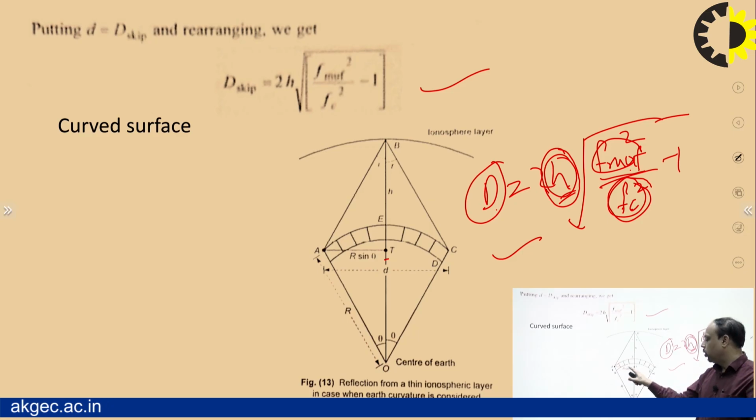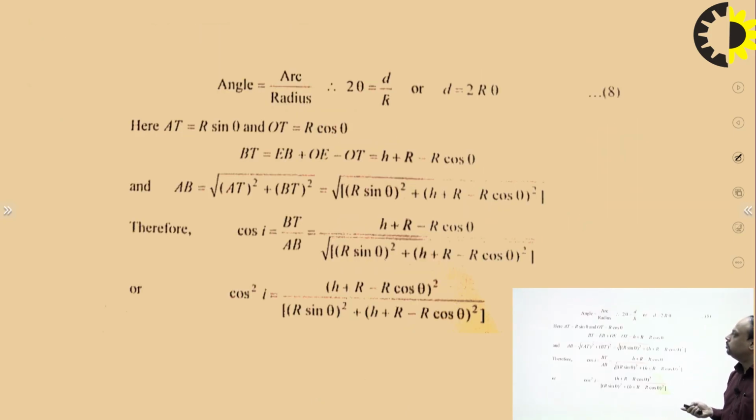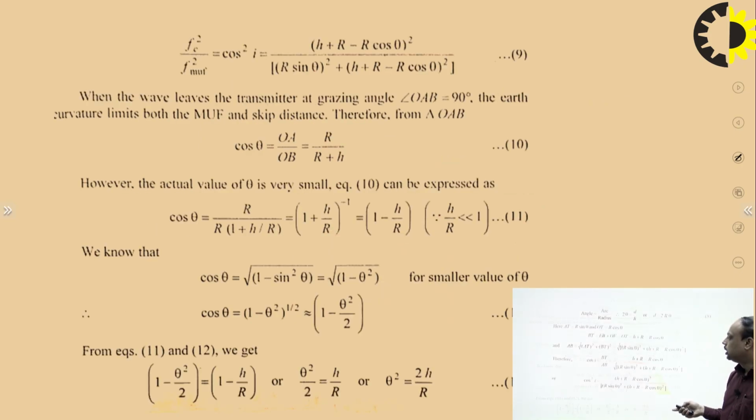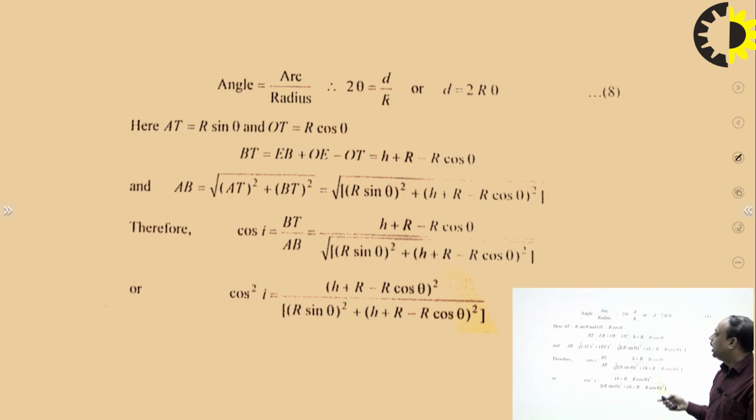So AT is equal to R sin theta, and OT is equal to R cos theta, and h is the height from the earth's surface from this point to this point. This is the incident angle I, and the reflected angle is R. This is point E, the ionospheric layer over which the reflection takes place, and A and C are the points. Now if we take the formula, arc angle is equal to arc by radius. So 2 theta is arc by radius, and the arc is equal to our skip distance d, and the radius is r, the radius of the earth. Then we have d is equal to 2 into r into theta.